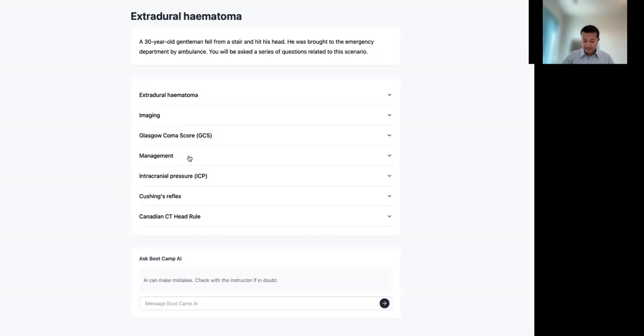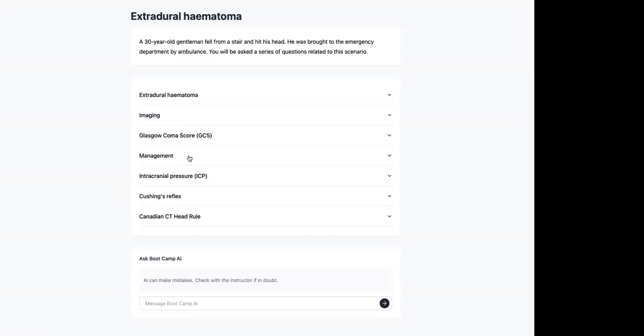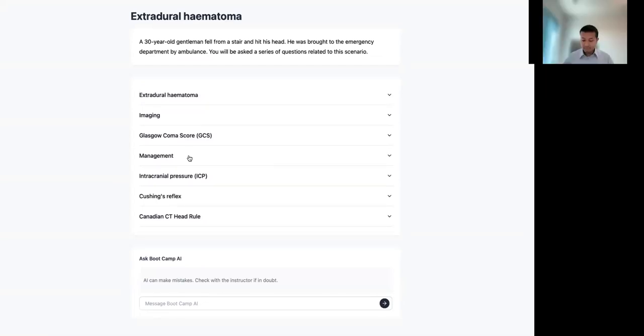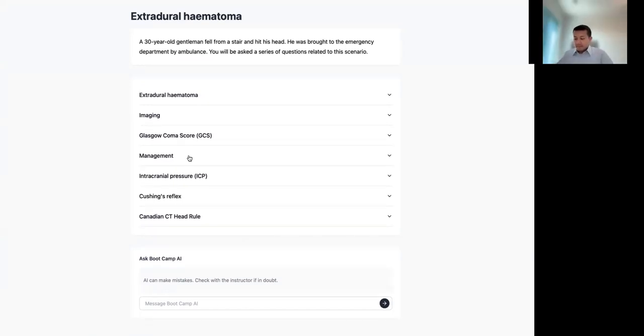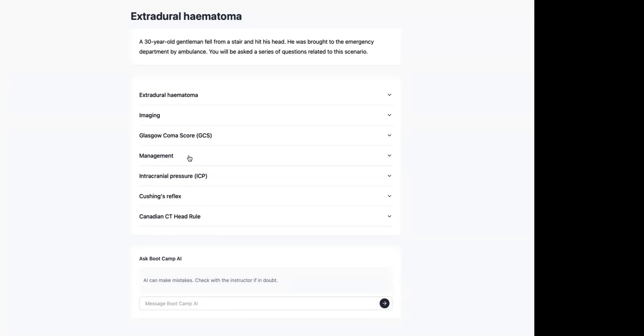What's the management? A, B, C, D, E, according to the ATLS protocol. And after that, you can raise the head to 30 degrees. Why do we raise the head to 30 degrees? It will increase the venous return and decrease the ICP. You can give mannitol and furosemide. You can intubate and hyperventilate the patient, induce hypothermia, induce a barbiturate coma. It's usually a surgical emergency, so the first thing would be to get him to surgery.